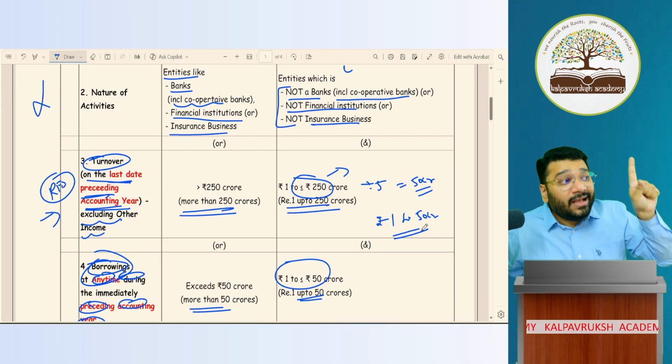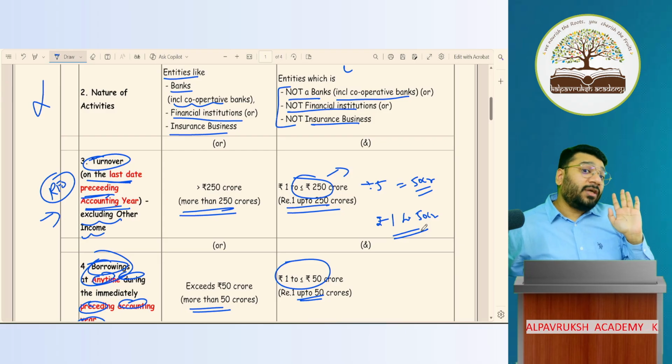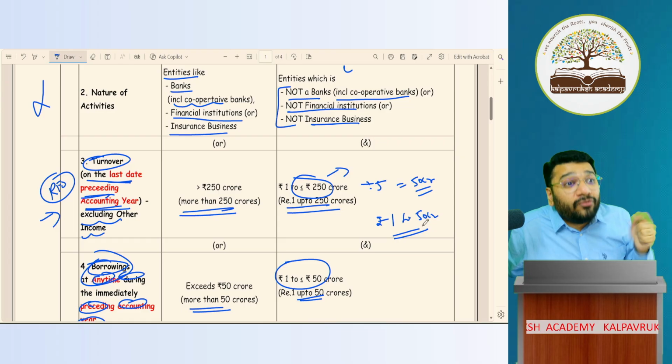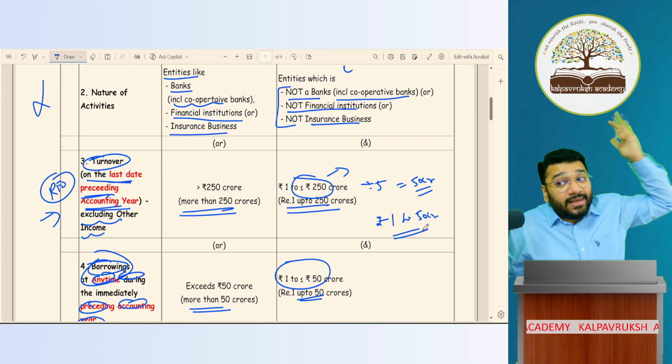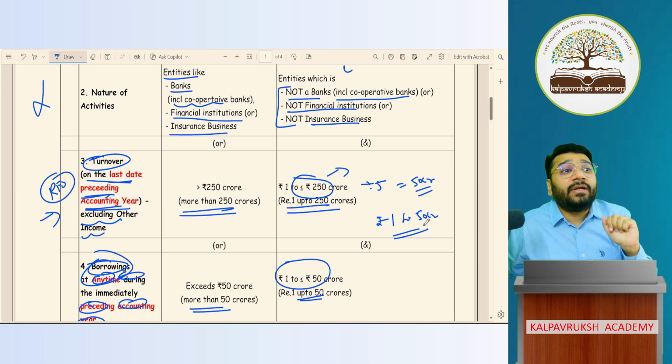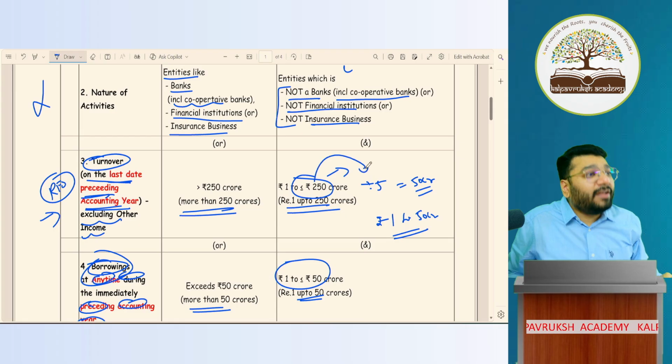So if your turnover is from 1 rupee up to 50 crore, you are an MSME who need not follow AS 18 and 28. Sir, my turnover is 50 crore and 1 rupee. Then you have to follow AS 18 and 28 fully. Okay, not okay? So how did 50 crore derive? It is 1/5 of 250 crore. Got it, not got it?